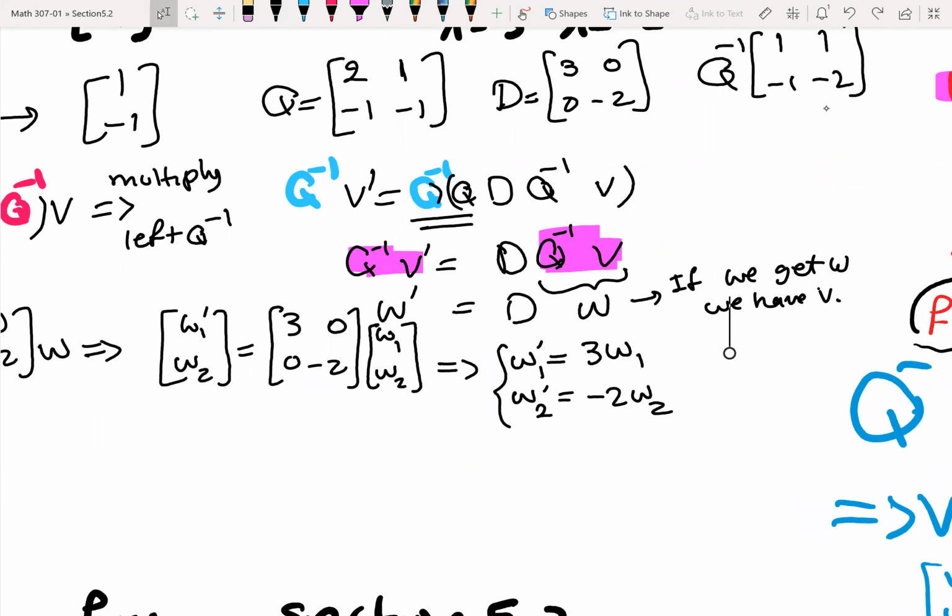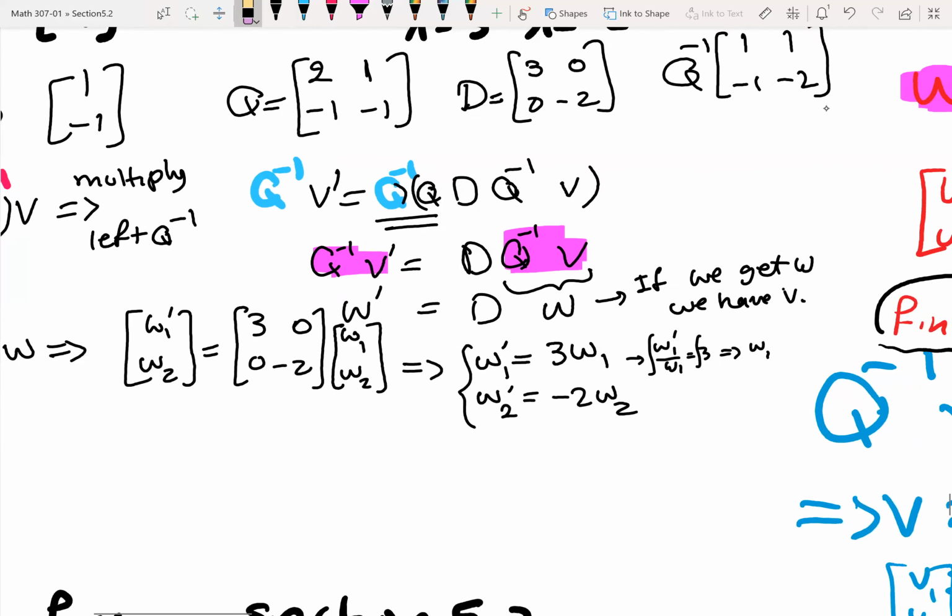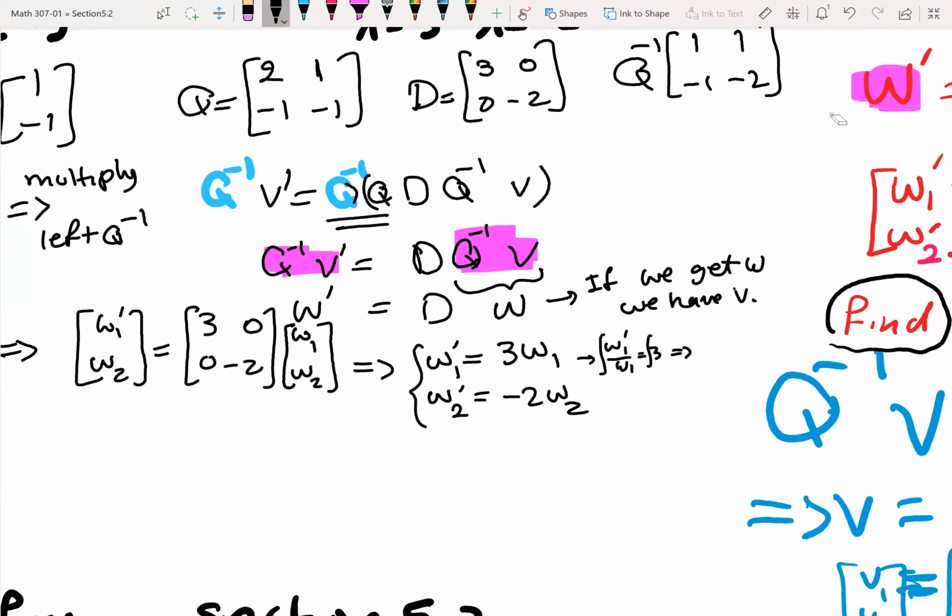Okay. Then I have W1 prime divided by W1 equals 3, which if I integrate both sides gives me W1. Is that fine, or do I need to write more details? Because that's just a really simple differential equation. I can write W1 equals a constant times e to the 3t. Do you remember this one?